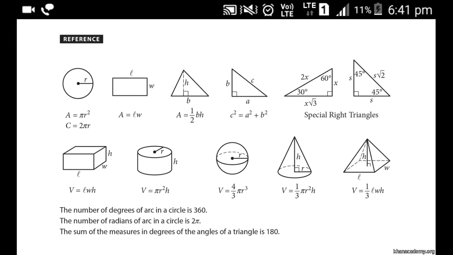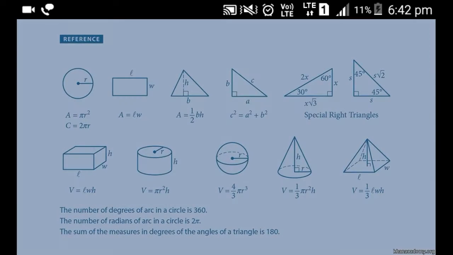A set of reference information is provided at the beginning of the test. You may find these facts and formulas helpful as you answer some of the questions. To do well, you should make sure you get comfortable working with them. The math test focuses on three main areas.